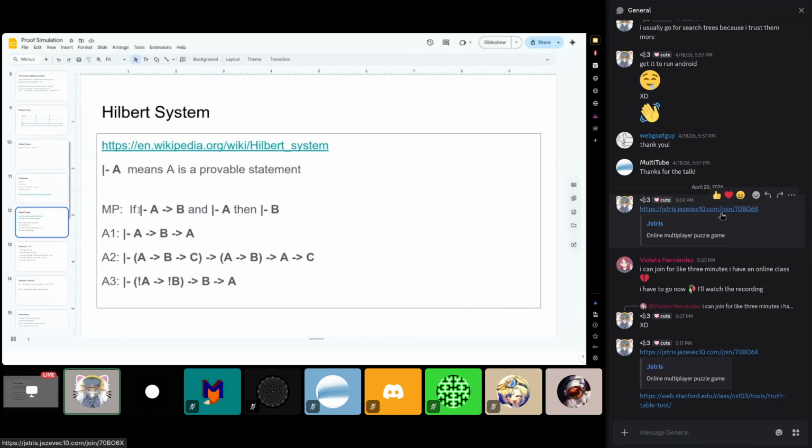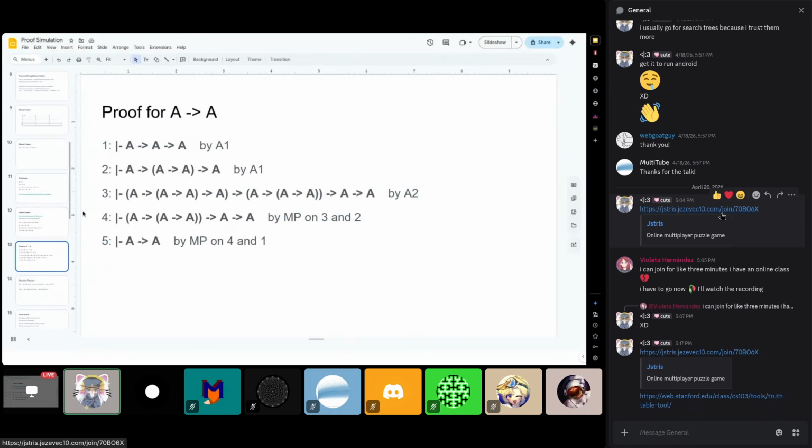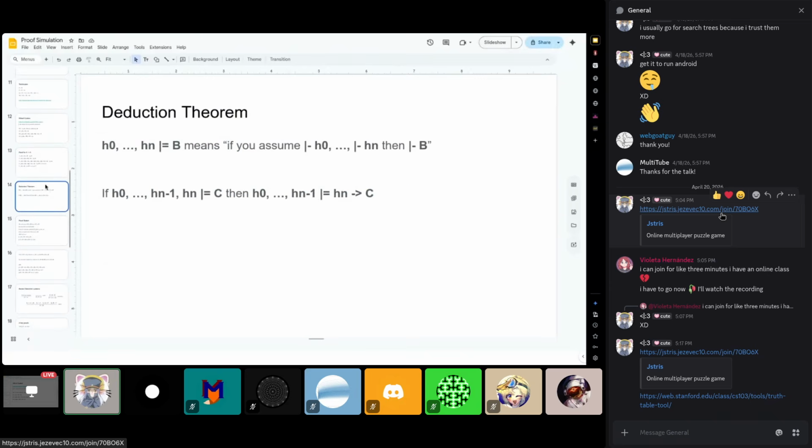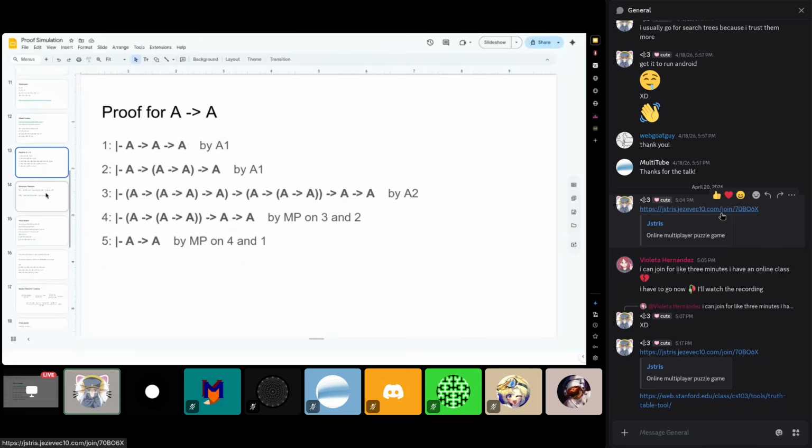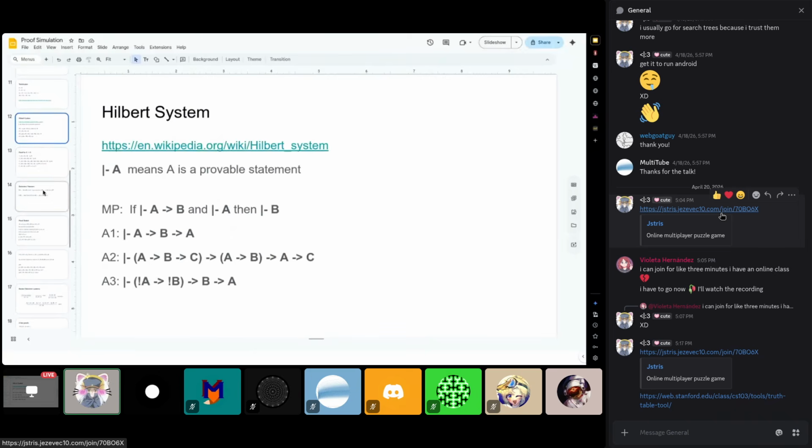And it turns out that if A implies B is a tautology and A is a tautology, then if you use modus ponens on those two statements, you get back a tautology. All right, so that's neat. If you can prove it in a Hilbert system, it's a tautology. Okay, so what's something we can prove about a Hilbert system?